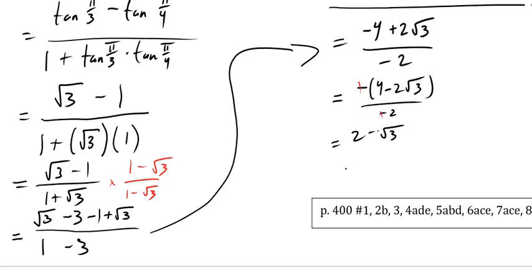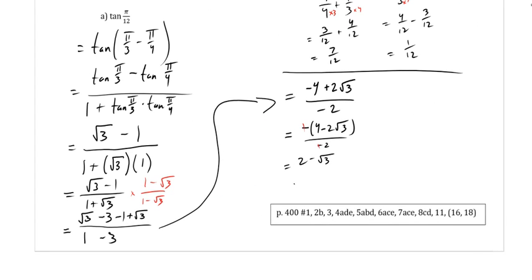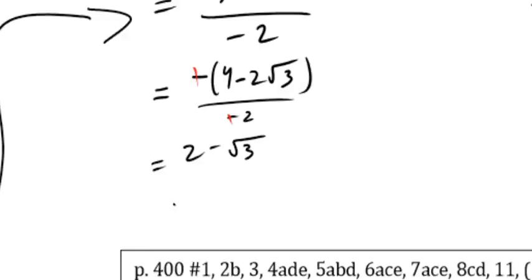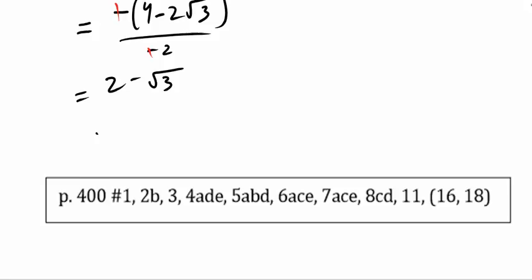So that should be the final answer, 2 minus root 3. And again, I could go back and punch tan pi by 12 into my calculator and punch 2 minus root 3 into my calculator and see that they are the same thing. Any questions?